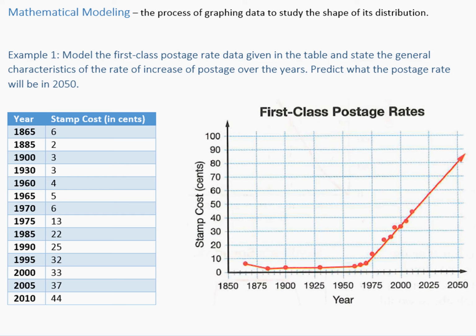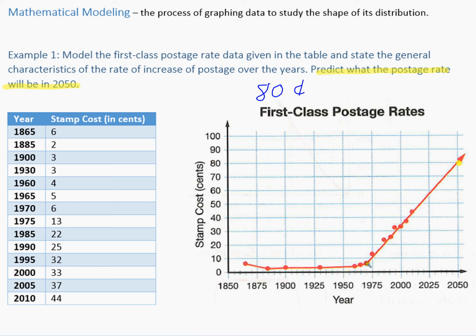And then it says predict the postage rate. So here it says predict what the postage rate will be in 2050. Well, as we look at our line here that comes up, it looks like in 2050 it's going to be about 80 cents for first class mail. So to answer the question predict, we're saying, okay, it looks like it's going to be 80 cents in 2050 because we're following this trend here.